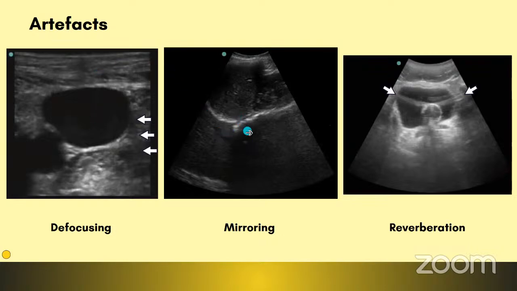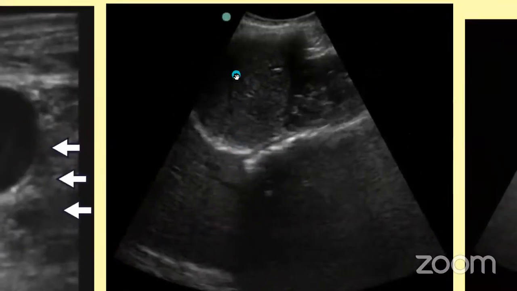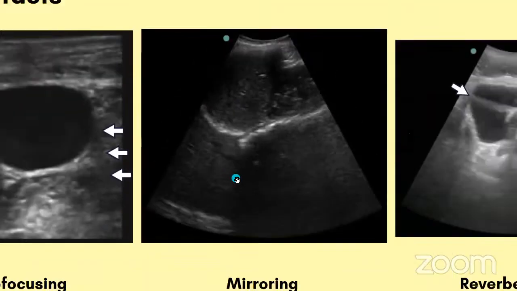Here is another example of an artifact, which is mirroring. If you see carefully, this is the liver and this is the area of the right kidney, and this white line is the diaphragm. However, if you look more carefully, let me zoom it in, you can see this area and this area look almost similar, as if they are completely imprinted. So this phenomenon is called mirroring.